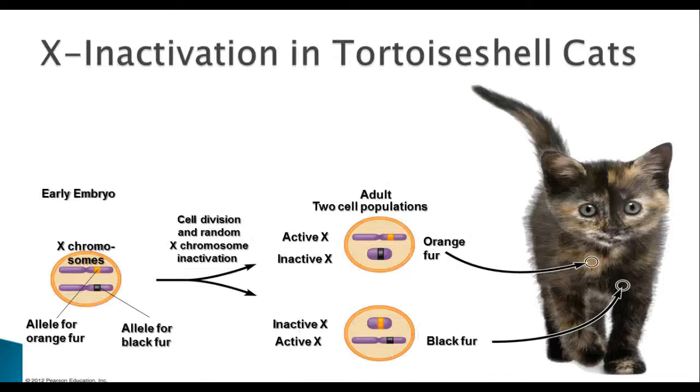Here is an example of X chromosome inactivation in tortoiseshell cats. When we talked about cats in the previous notes, I told you that the inheritance of cat color was different than what it showed there in the examples that we were giving. And cats' fur color is on the X chromosome. Okay, and so here we have an allele for orange fur and an allele for black fur.